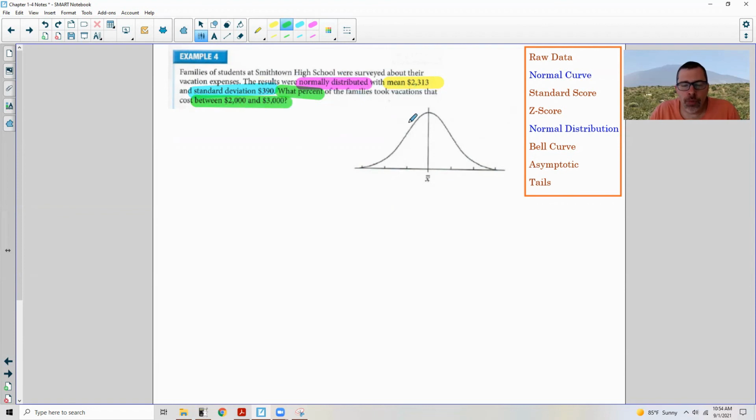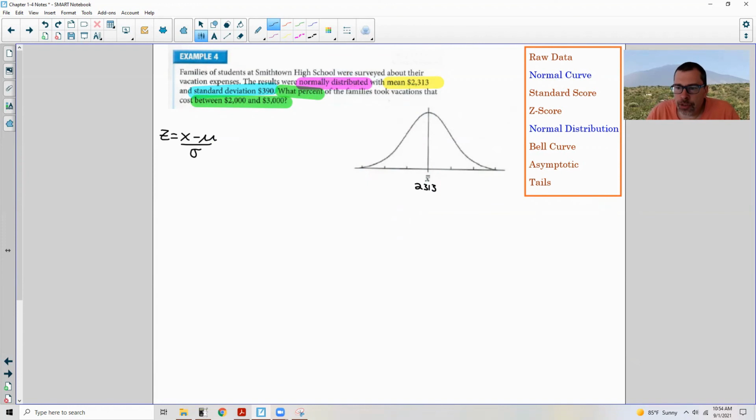So now we're not doing more than, we're not doing less than, we're doing between. A little bit more work required, but it's still the same concept. So don't get discouraged. First thing I want to do is write a formula. Z equals the raw data minus mu over standard deviation. All right, set that aside for a minute. Label your bell-shaped curve, mean of 2313. So I'm going to put 2313 right here at X bar.